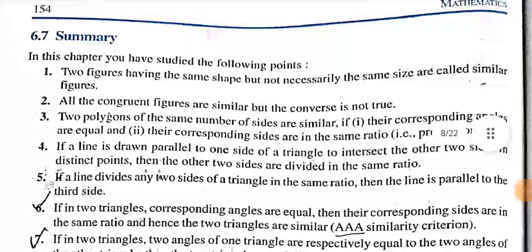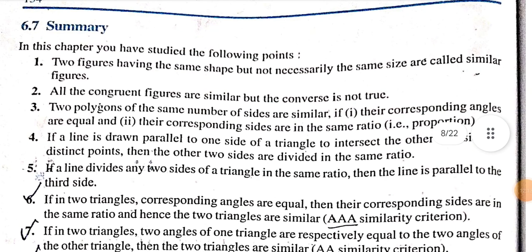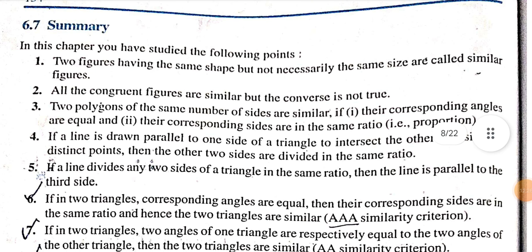Chapter 6 Triangles. 6.7 Summary. In this chapter, you have studied the following points. 1. Two figures having the same shape but not necessarily the same size are called similar figures. 2. All the congruent figures are similar but the converse is not true.